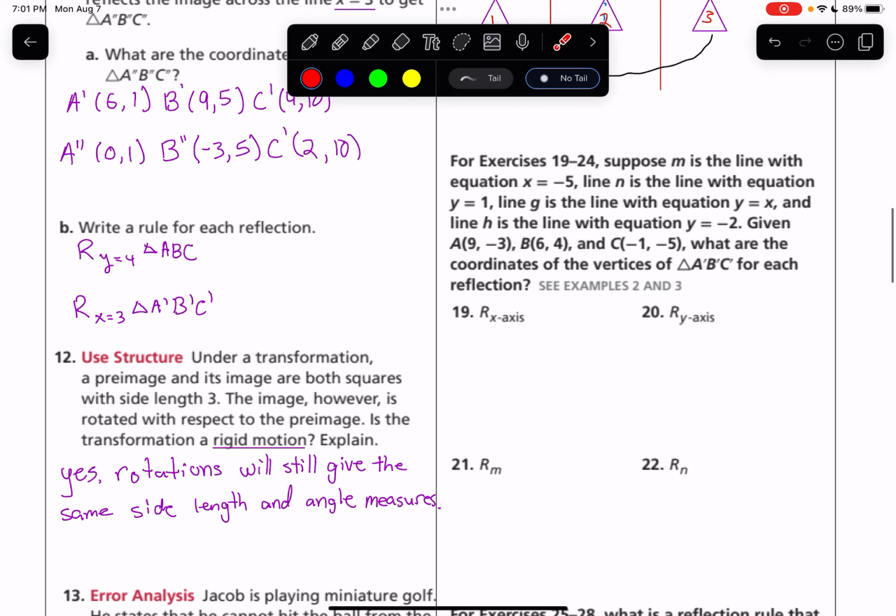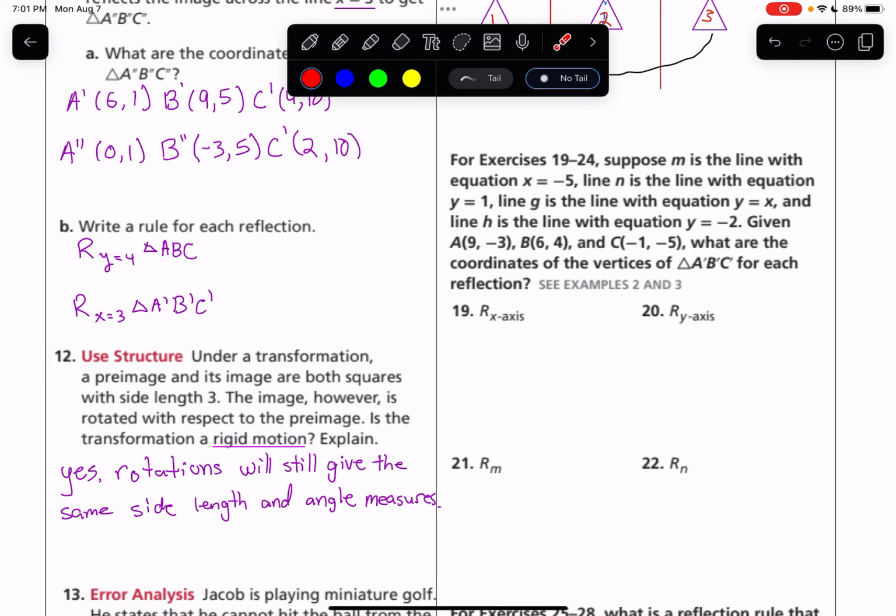Down here, we've got a lot of different options going on, so we're going to need to read the question carefully. Suppose M is the line with the equation x equals -5. Suppose N is the line with the equation y equals 1. Line G is the line with the equation y equals x, and line H is the line with equation y equals -2. Given points A, B, and C, what are the coordinates of the vertices of triangle A prime, B prime, C prime for each reflection?